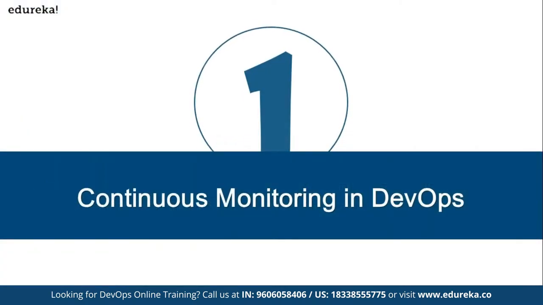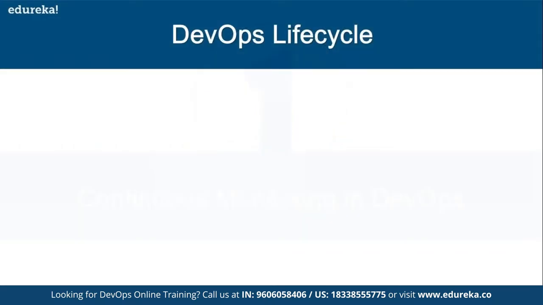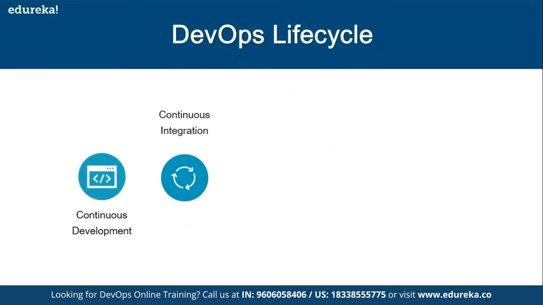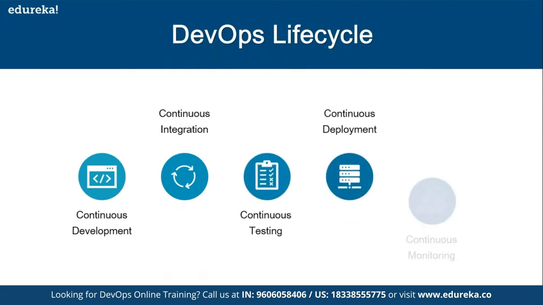Let's begin. Continuous monitoring in DevOps, right? So there are these phases in a DevOps lifecycle. You have continuous development, continuous integration, continuous testing, continuous deployment, and continuous monitoring that constitute the DevOps lifecycle. This is where the birth of Grafana really happened. So we'll have to discuss this.